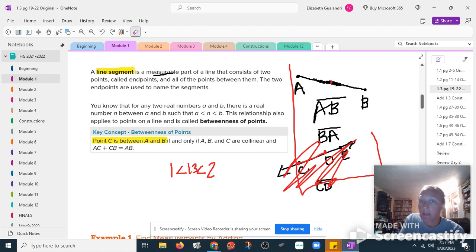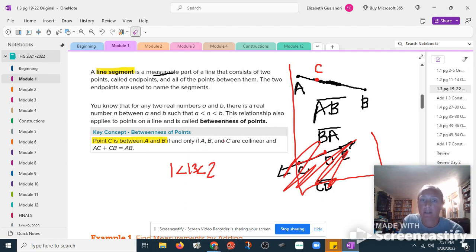Now, it does not mean that it has to be the midpoint. Now, that would work. That is between it, but that does not have to be the case. So for the purpose of this, I almost always draw it not as a midpoint. So if I draw C there, this is the case. Point C is between A and B.